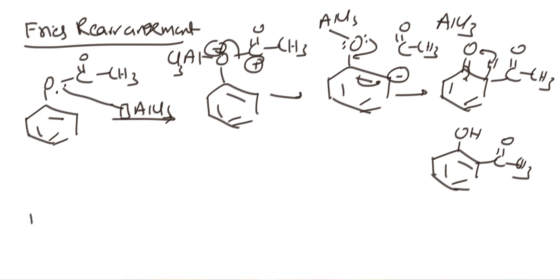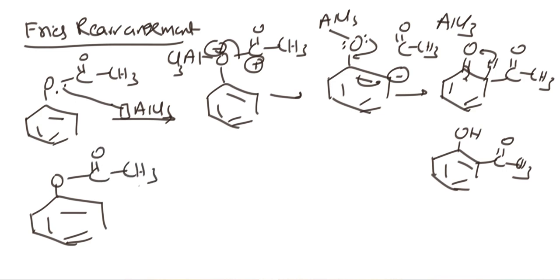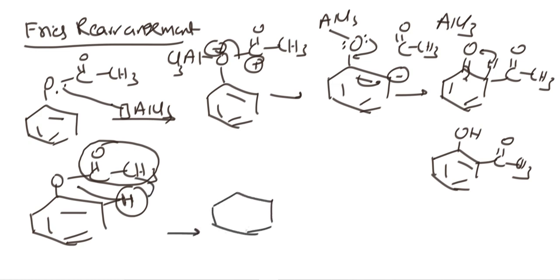I will tell one trick. No need to remember the mechanism here. A very simple trick. C double bond O CH3, here hydrogen is there. Exchange these two groups. The hydrogen is connected here, and this is coming here. That's all. That's all. This is Fries rearrangement. Okay.